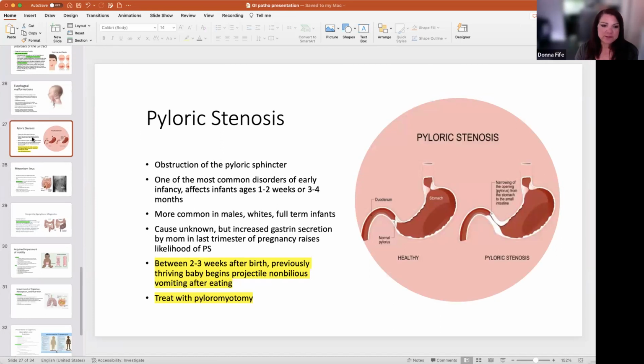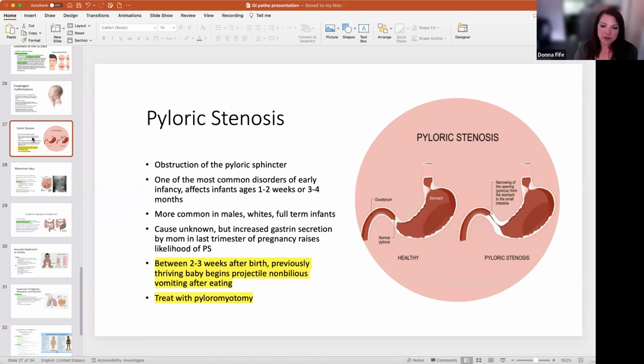Pyloric stenosis is obstruction of the pyloric sphincter. This is one of the most common disorders of early infancy, and it affects infants ages 1 to 2 weeks or 3 to 4 months. This is more common in males, whites, and full-term infants.